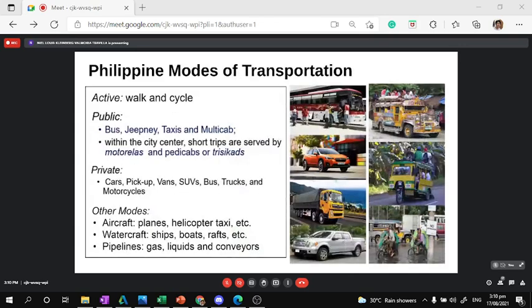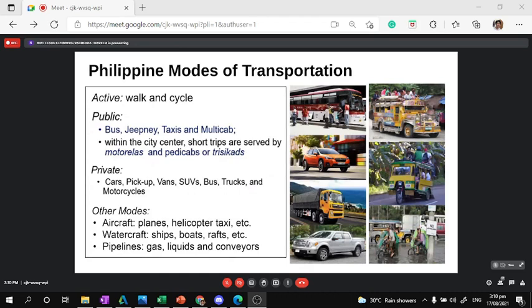Okay. Next. Okay. So sa Philippines pod atong modes of transport is more elaborate, no? Kay mao man atong available. So sa active we have walk and cycle. Karon sa pandemic na natay mga skateboard, scooter tungod sa pandemic kinadugangan na atong active transport. But ang public nato na ang bus, jeepney, taxi, multi-cab. And katong sa city center, sa sentro, mga short nga trips, ang iyang gali na cater is motorellas, pedicabs, or tricycle. And then sa private natin mga cars, pick-up vans, SUVs, etc.